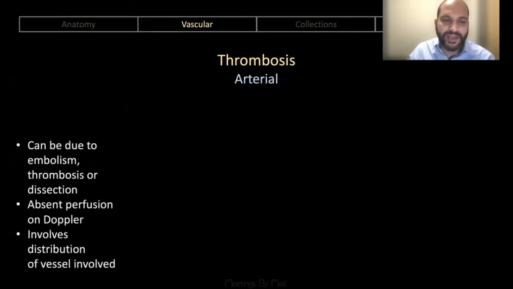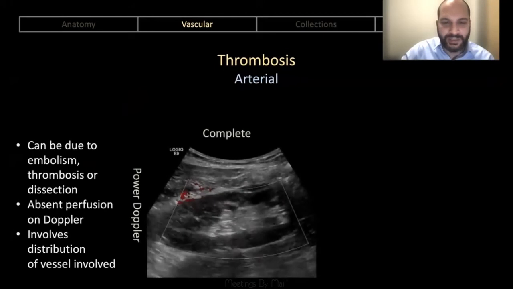Arterial thrombosis can be due to an embolism, thrombosis, dissection, something that occludes the arterial blood supply, and typically occurs within the first few days after transplantation. And it's typically not a diagnostic dilemma. Here you can see complete thrombosis of the kidney graft where the artery is thrombosed, and then you see no perfusion whatsoever within the graft.